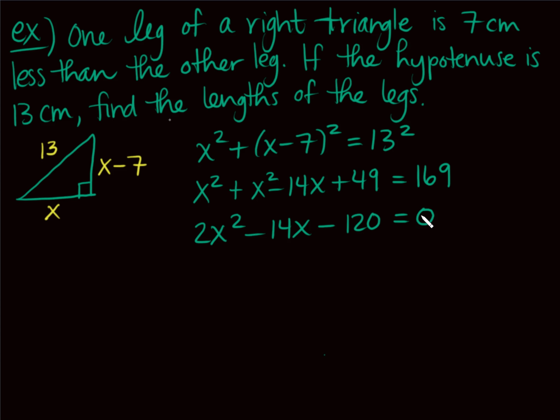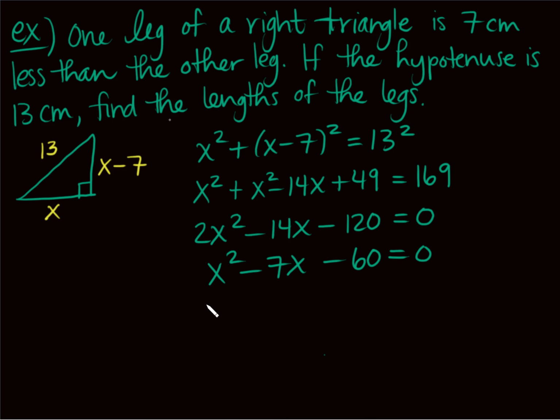I'm going to try and factor. Let's divide everything by 2 first. Might as well. I mean, I could factor it as is, but why not divide it by 2 to make your life a little bit easier? All right, and so I have 7x and 60. So I need 2 numbers that multiply to be 60, add to be 7. So I think our winners are 12 and 5, minus 12, plus 5.